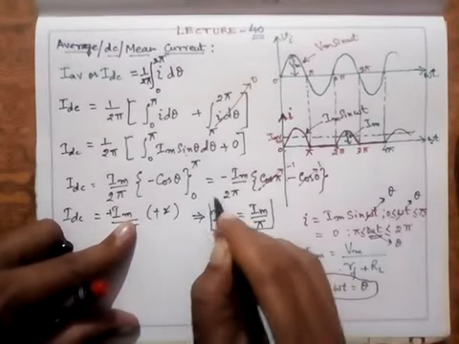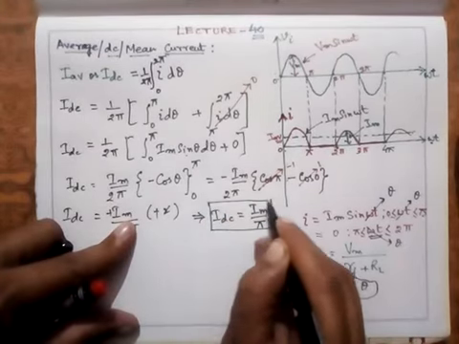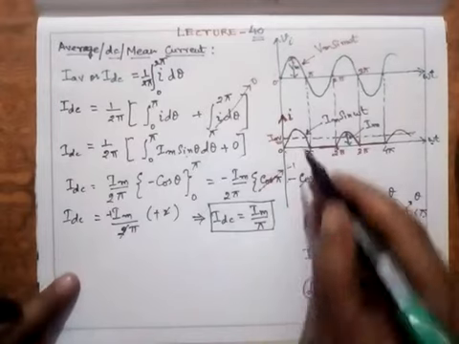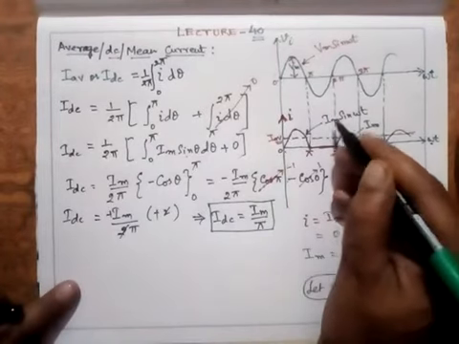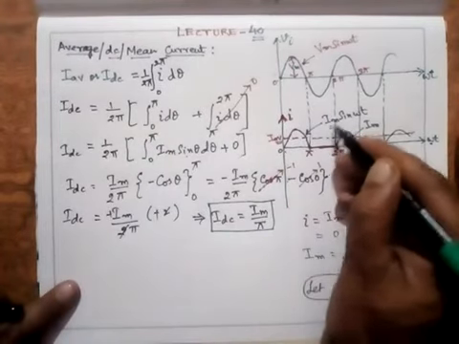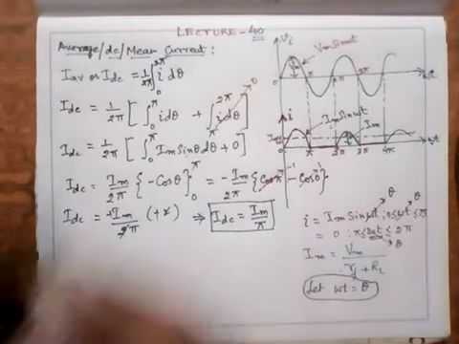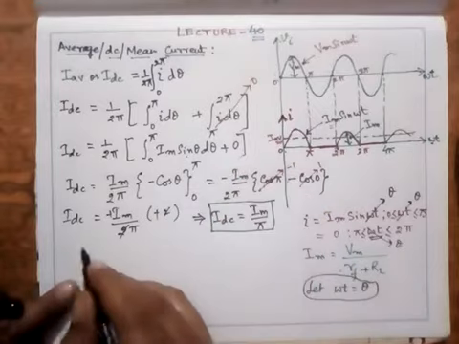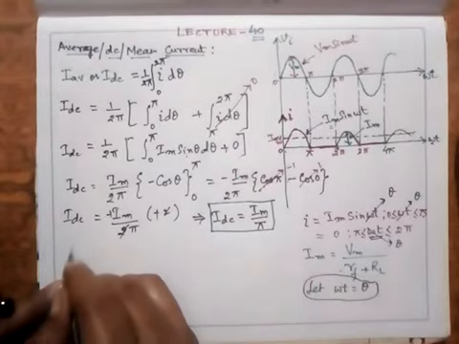That is the average value of the output of a half wave rectifier. Remember, it is this IM upon 2 pi. Let's find out the average current. Let's also find out the average voltage.